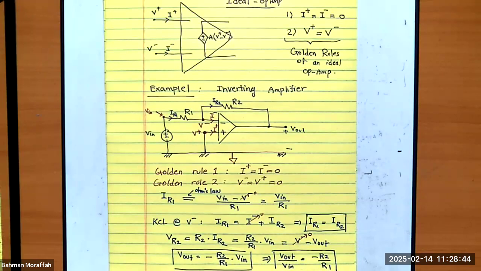Any question on this? Is that clear how we approach this problem? Again, the first step is always to check if it's an ideal op-amp. If it's an ideal op-amp, we have those two golden rules. We're going to write it down, and we're going to write KVL and KCL. And while we're writing the KVL and KCL, we're going to use those two, right? Let's do another example.